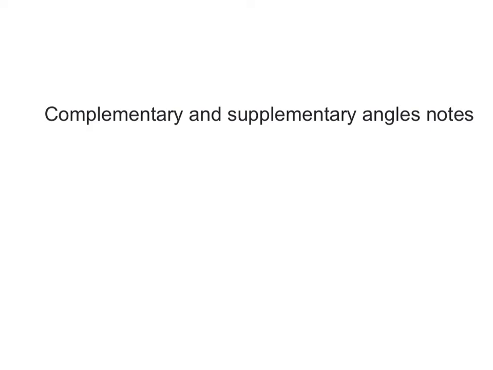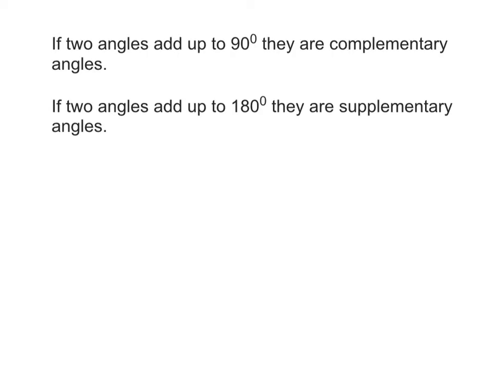Alright, these are the notes on complementary and supplementary angles. If two angles add up to equal 90, then they are complementary angles. If two angles add up to equal 180, then they're called supplementary angles. Okay, so complementary are angles that add up to equal 90, and supplementary add up to equal 180.